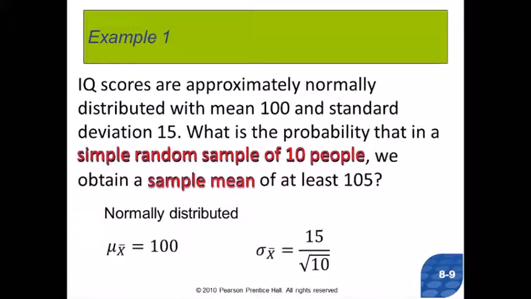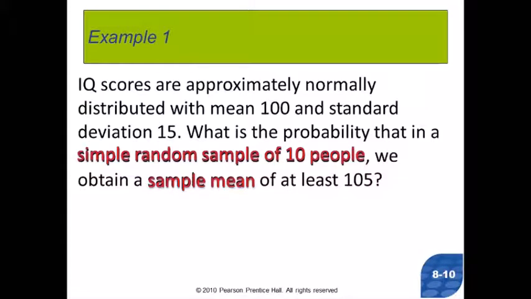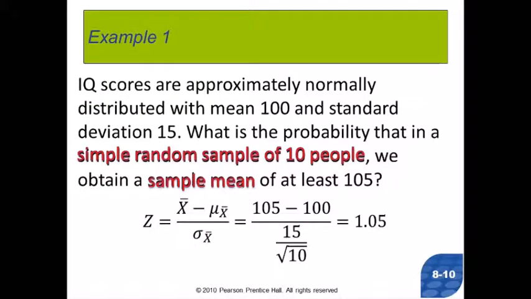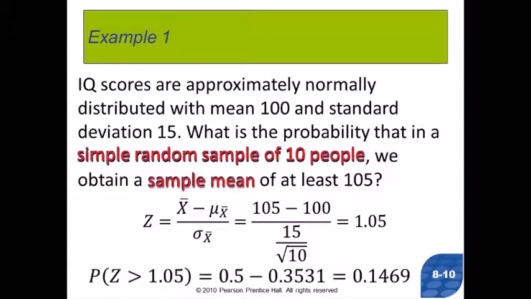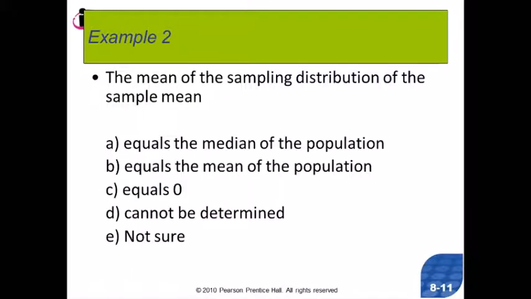Let's find the z-score by substituting these values. The z-score of 105 is 1.05, and the probability of obtaining a sample mean of at least 105 is 0.1469. Let's have another example. It will measure your understanding.